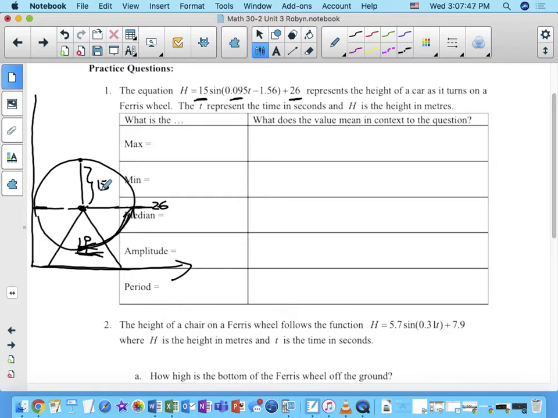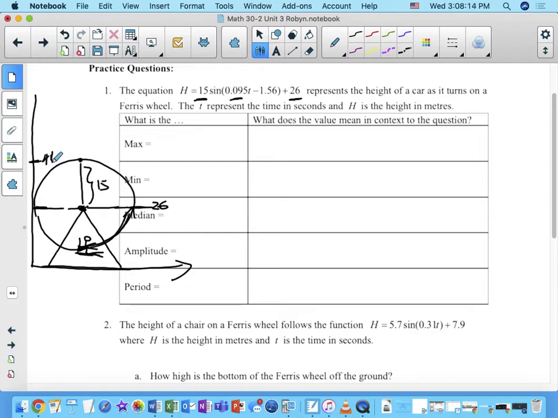The radius. Yes. Okay. Well, if this is 15, so I start at 26, I go up from 15, well then what's this maximum height up here? My middle is 26, but then I go up by 15. How high am I? 41, yeah. This is at 41.